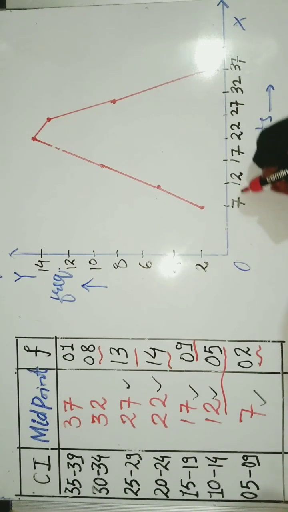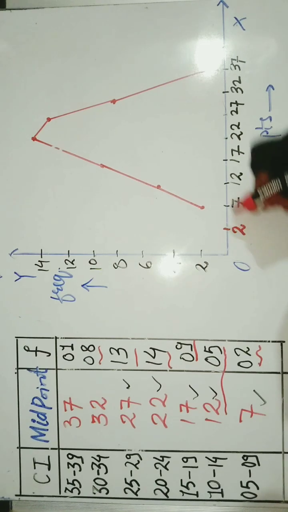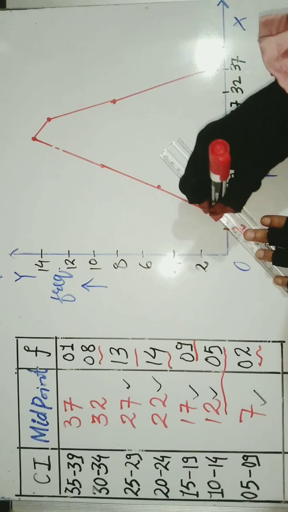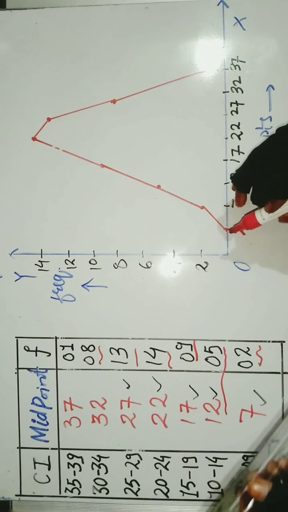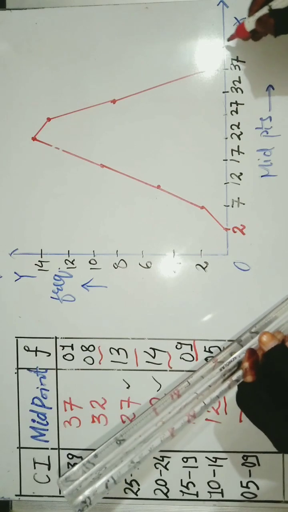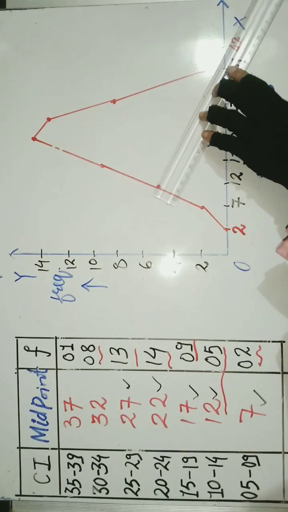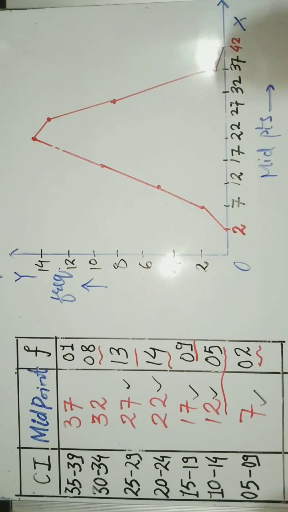Here look at the difference between the midpoints. The difference is 5. So 7 minus 5 will be 2. Now we can join this 2 with our last point. This is how you can close this figure. Now what will be the next midpoint? It will be 42. Now you can join this point. So that's how our frequency polygon is.